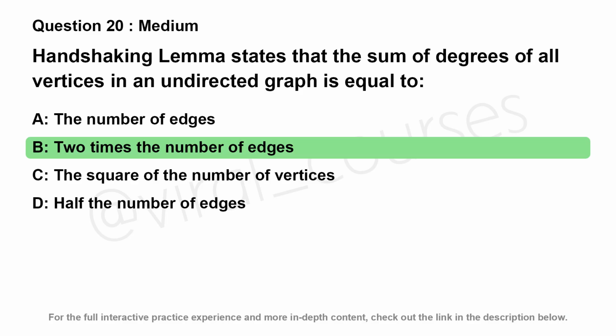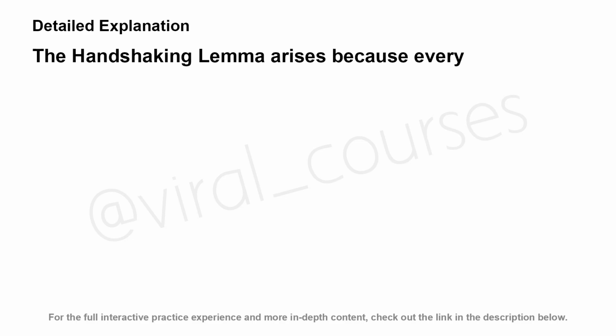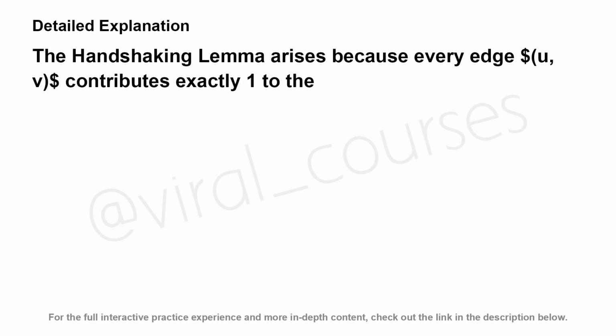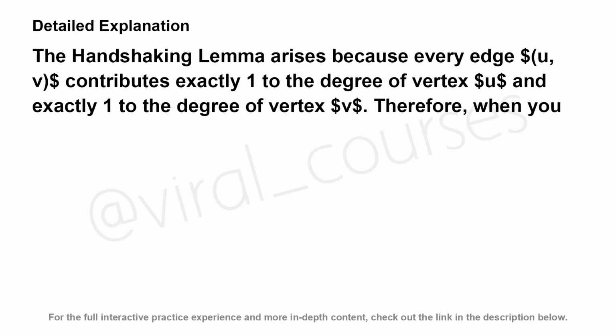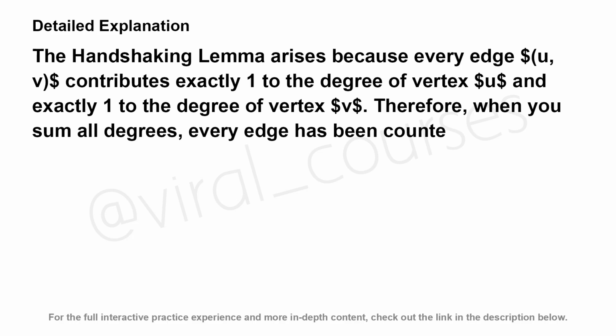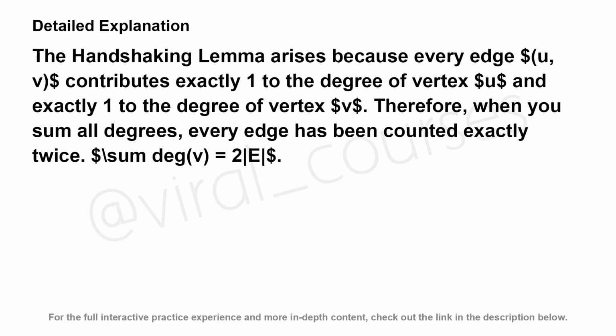The correct answer is B. The handshaking lemma arises because every edge $(u, v)$ contributes exactly 1 to the degree of vertex $u$ and exactly 1 to the degree of vertex $v$. Therefore, when you sum all degrees, every edge has been counted exactly twice. Sum of deg(v) equals 2E.